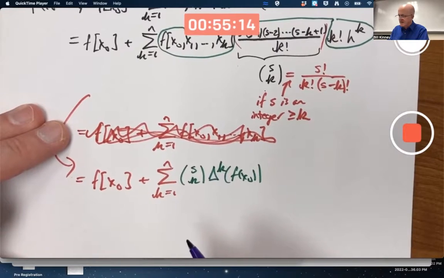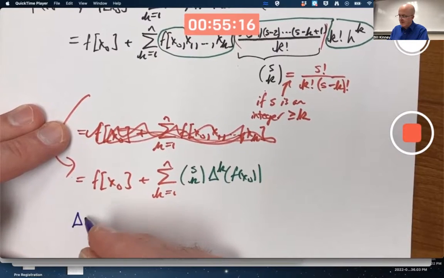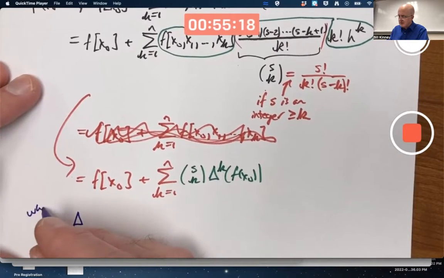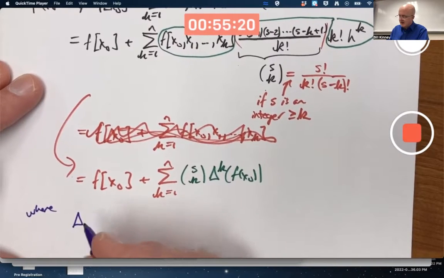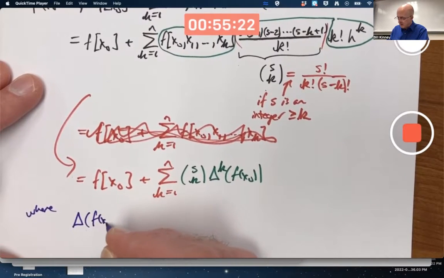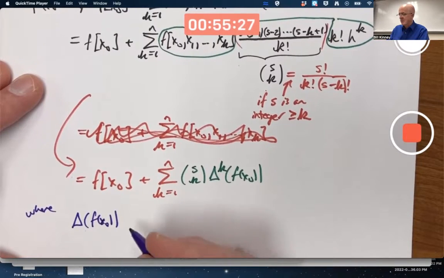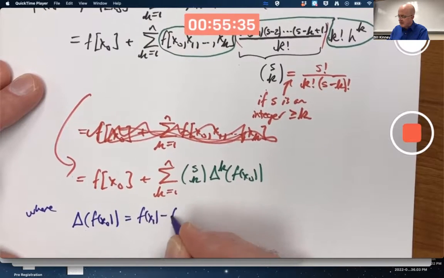When k is 1, delta of f of x0, I'm not really applying delta to the entire sequence here. I'm applying it to the first term, so to speak. It's going to give me f of x1 minus f of x0.